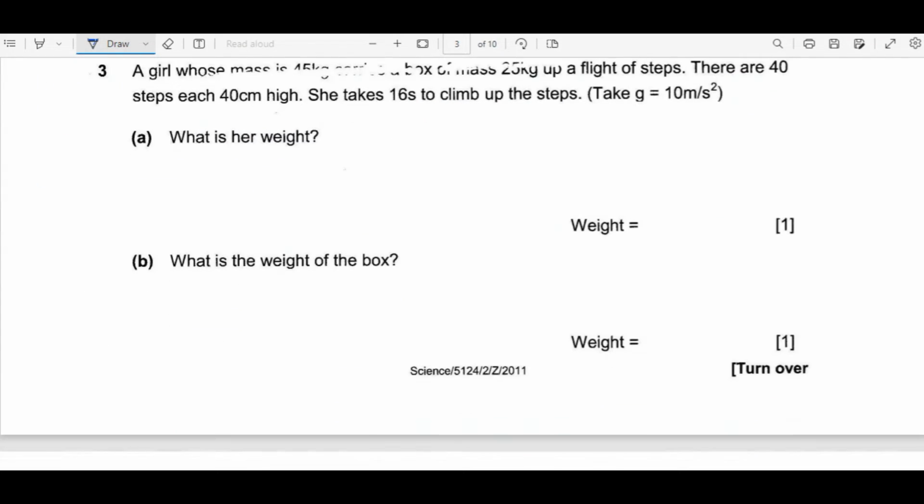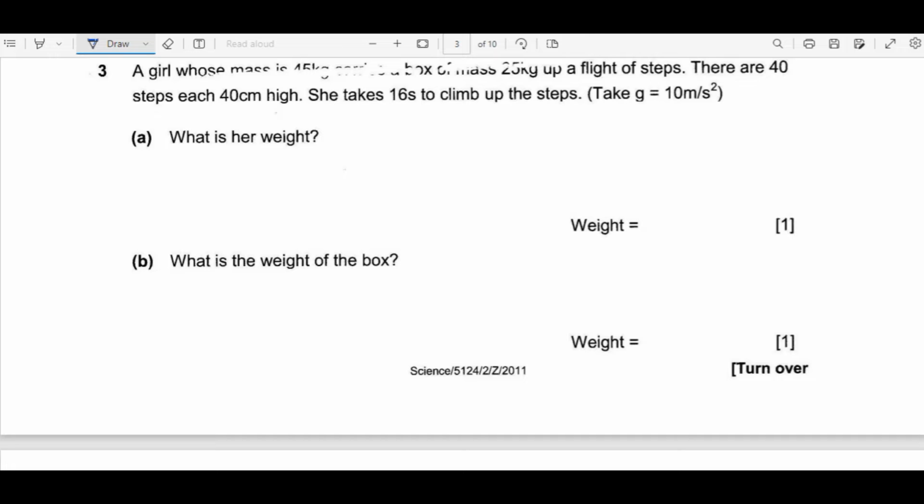Okay, we move on to question 3. A girl whose mass is 45 kg carries a box of mass 25 kg up a flight of steps. There are 40 steps, each 40 centimeters high. She takes 16 seconds to climb up the steps. Take gravity equal to 10 meters per second squared, which is the acceleration due to gravity.